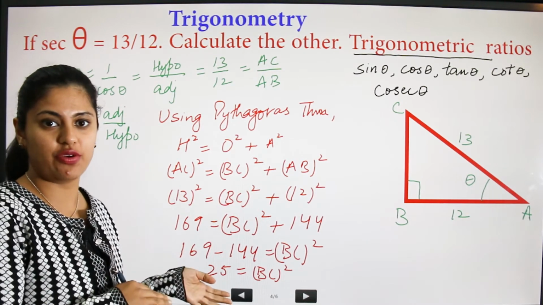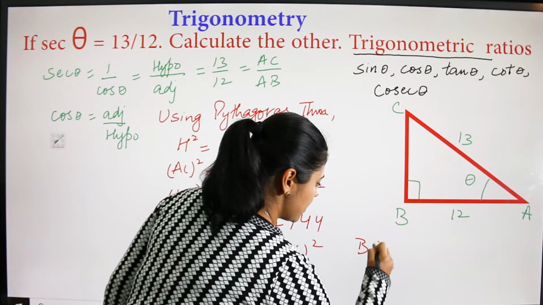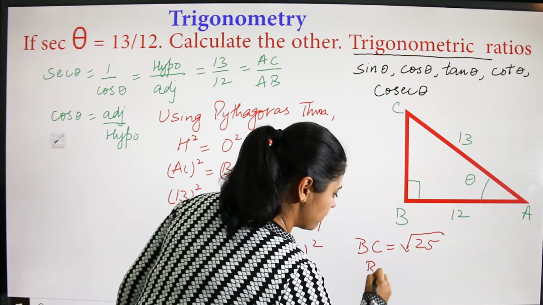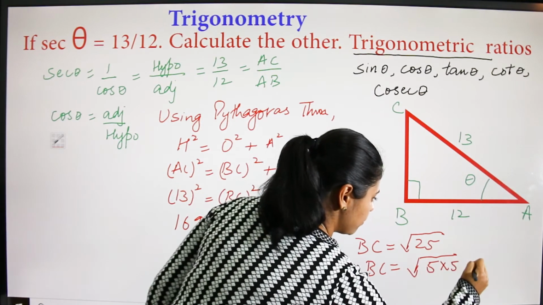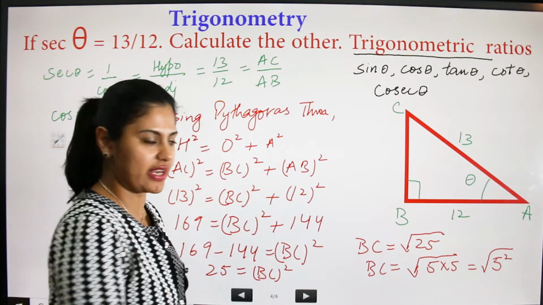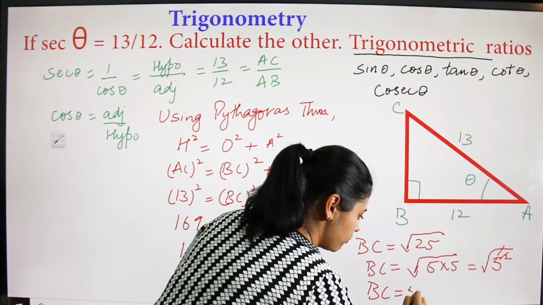Move the square to the other side of the equal sign and it becomes a square root. So you're going to write BC is equal to the square root of 25. What's the square root of 25? 5 times 5 is 25, so BC is equal to 5. The square and the square root cancel each other. So you got the value of BC is equal to 5.